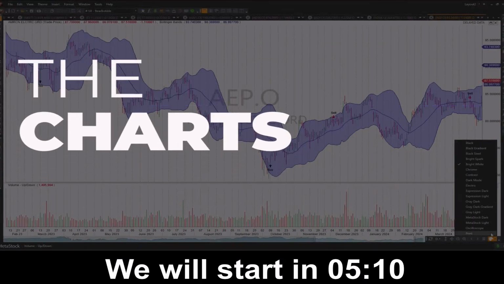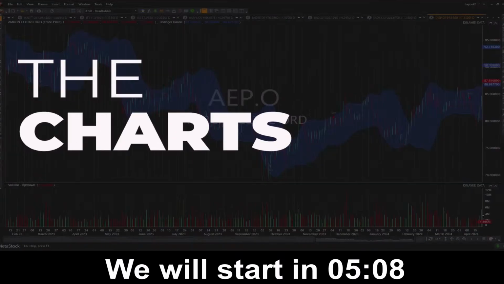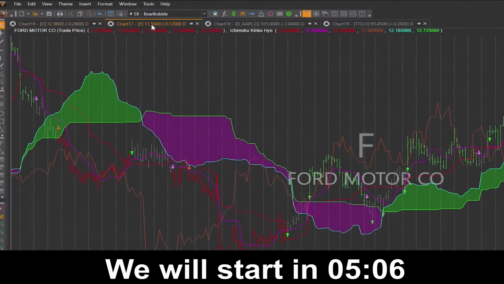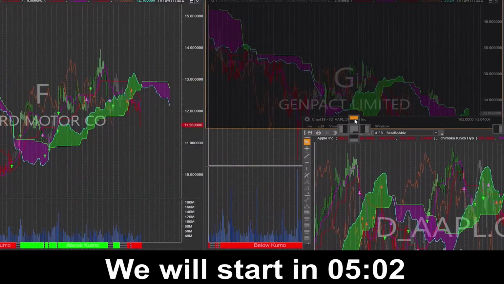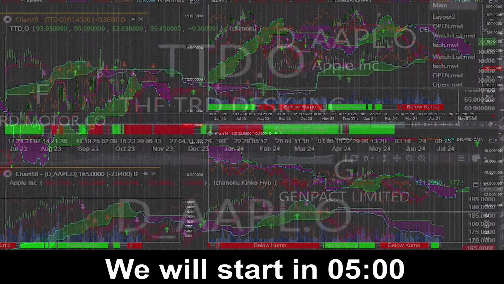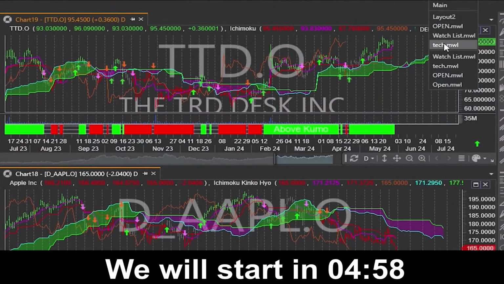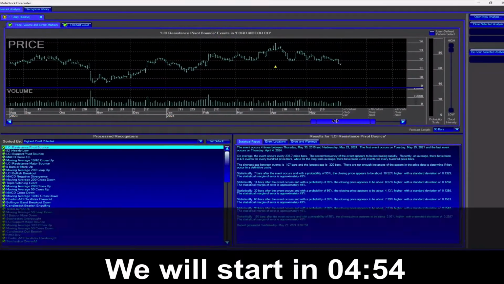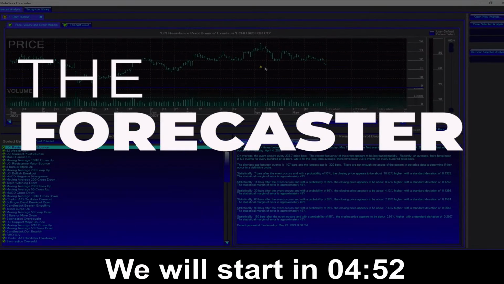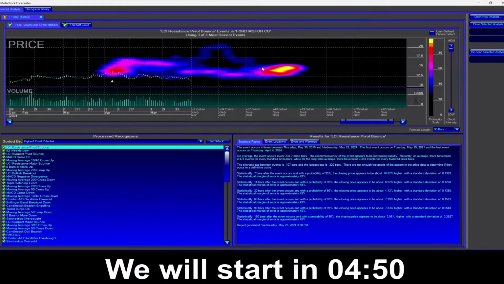One of MetaStock's most powerful tools is its charts. MetaStock allows you to navigate through your charts through browser-like tabs, arrange them in ways that you see fit, or group them in layout windows that allow you to quickly access your groups of charts. And then with the MetaStock Forecaster, you can even take advantage of patented technology to view probable future prices.